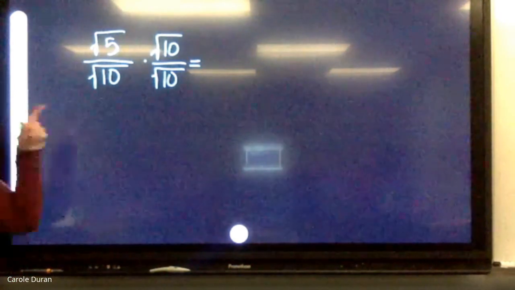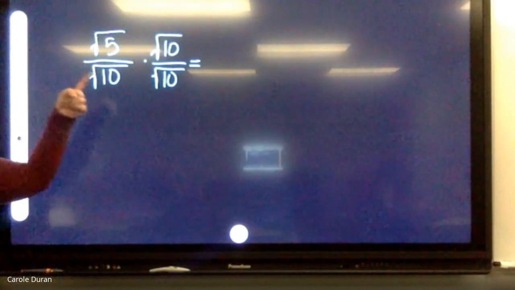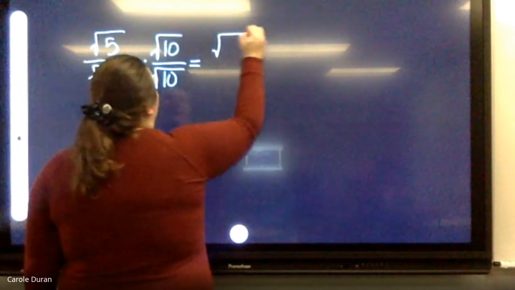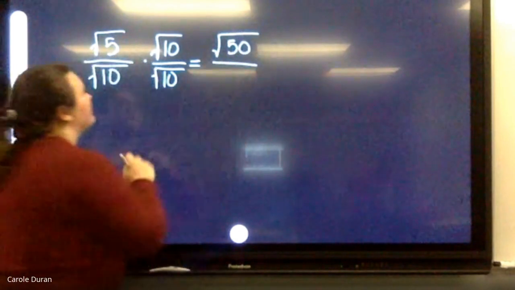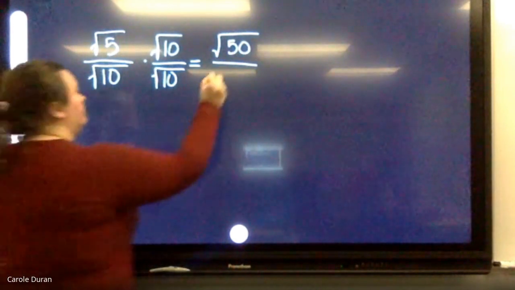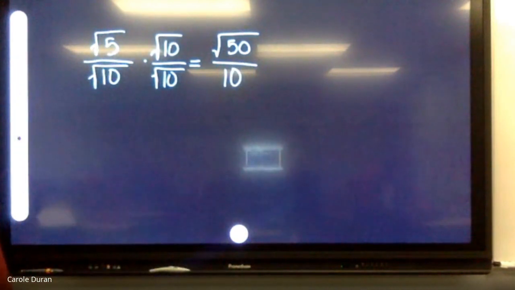So the square root of 5 and the square root of 10. We multiply what's underneath and put the answer under a square root. So what's 5 times 10? 50. So this becomes the square root of 50 in my numerator. And then what's the square root of 10 times the square root of 10? 10. Now I need to reduce or simplify that square root of 50.